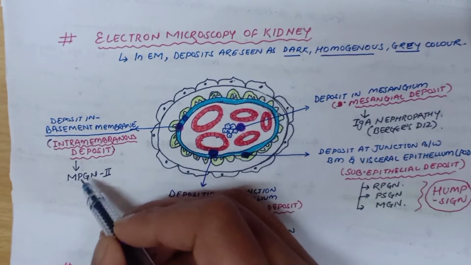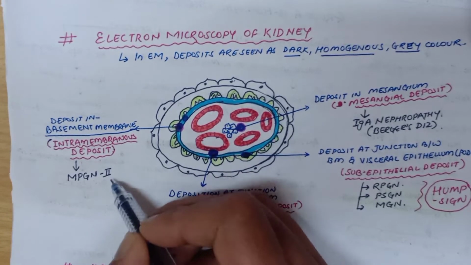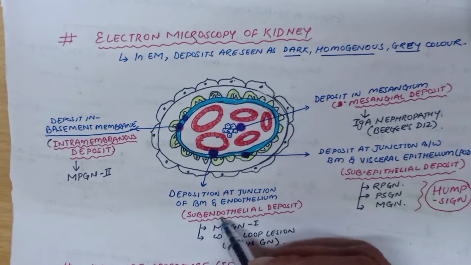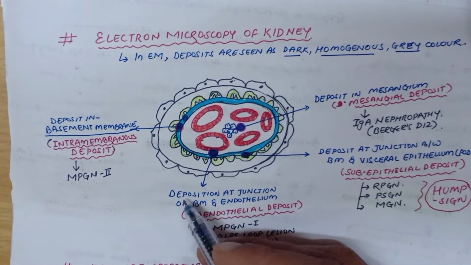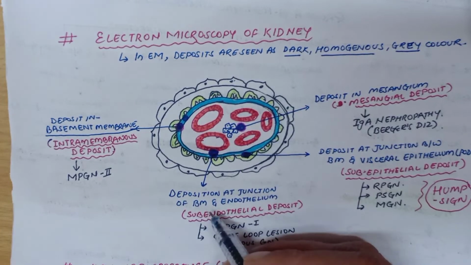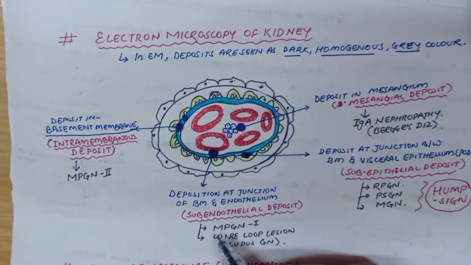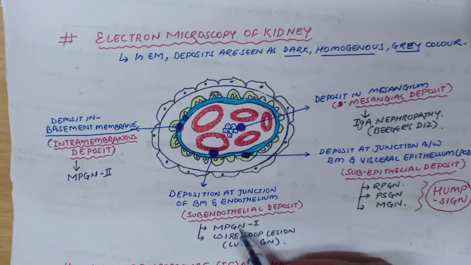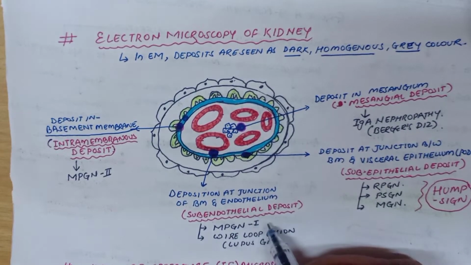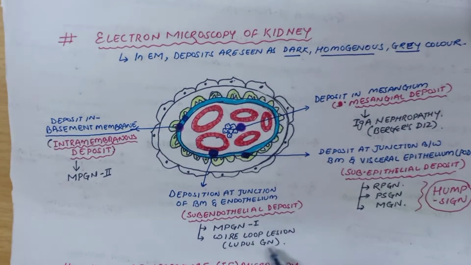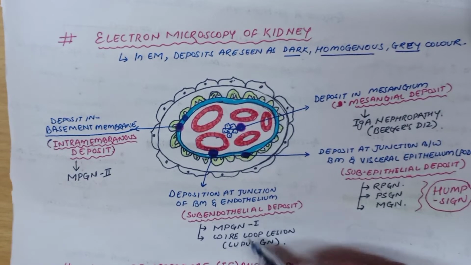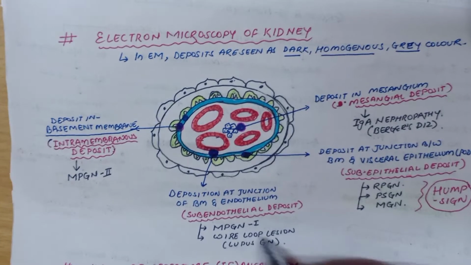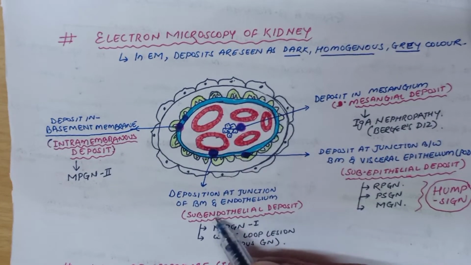Intramembranous deposit is seen in membranoproliferative glomerulonephritis type 2, whereas subendothelial deposit, that is the deposition at the junction of the basement membrane and the endothelium, can be seen in membranoproliferative glomerulonephritis type 1, that is MPGN1. And it can also be seen in lupus glomerulonephritis, where you can see wire loop lesion. So wire loop lesion is a feature of lupus glomerulonephritis. So subendothelial deposits can be seen in MPGN type 1 and lupus glomerulonephritis.